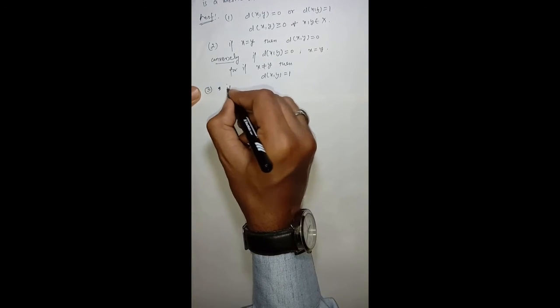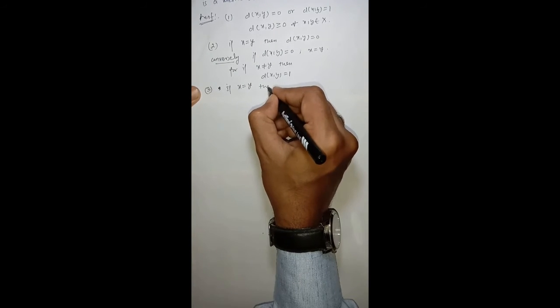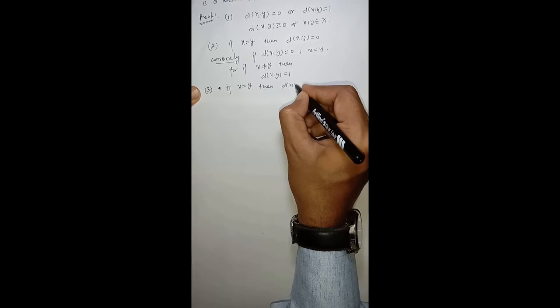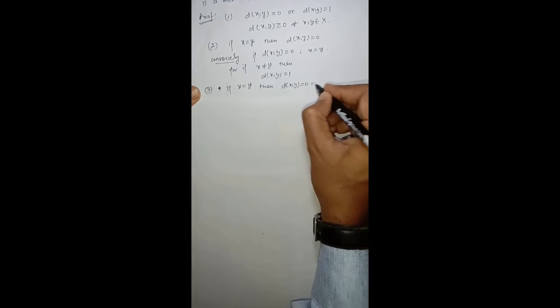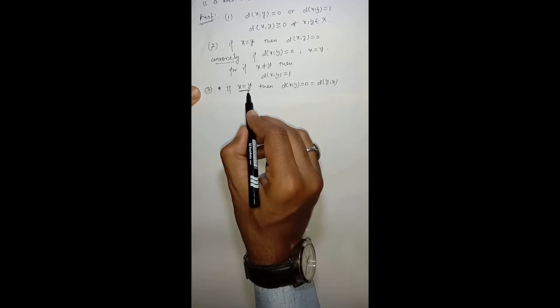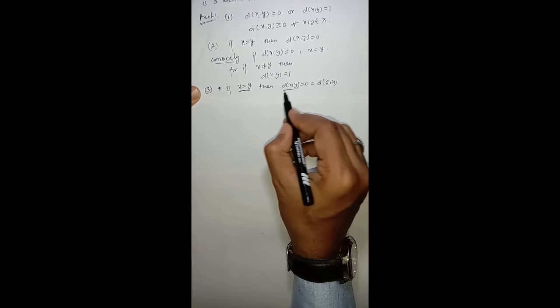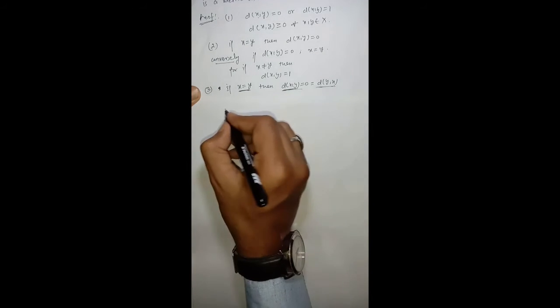If x is equal to y, then d(x,y) is 0. This is equal to d(y,x). So in this case, if x is equal to y, the third property, the symmetric property, holds.